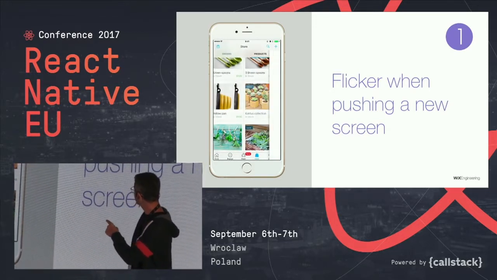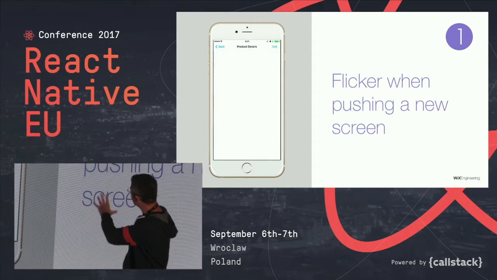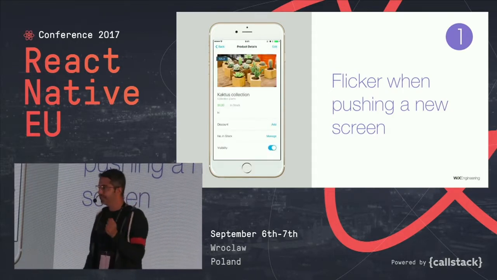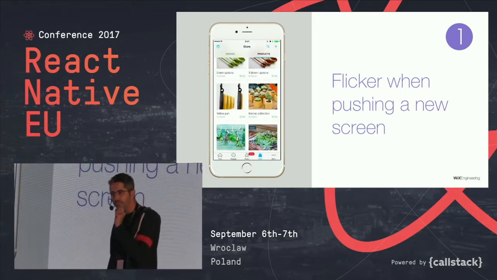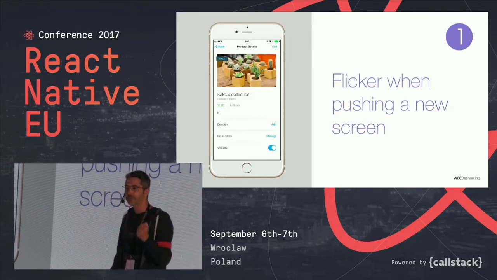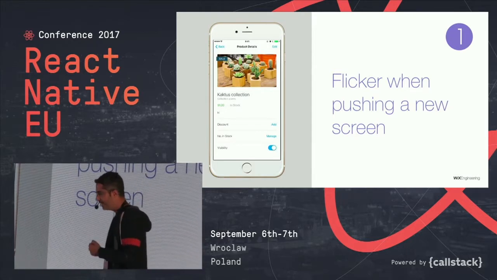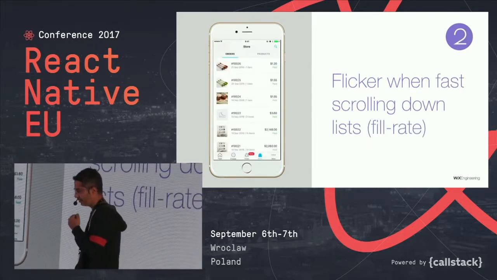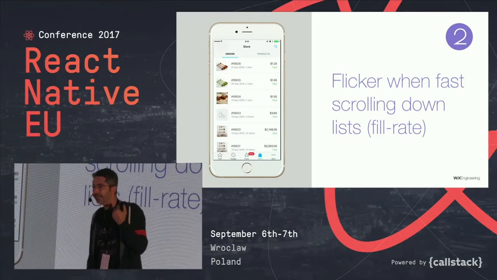You push a new screen. It's white, and then the content appears suddenly. So this small flicker that happens for a few milliseconds is annoying. Why? Because this is a way to distinguish that this is a React Native app. I'm going to show you another seemingly minor use case, and this time with a list view.